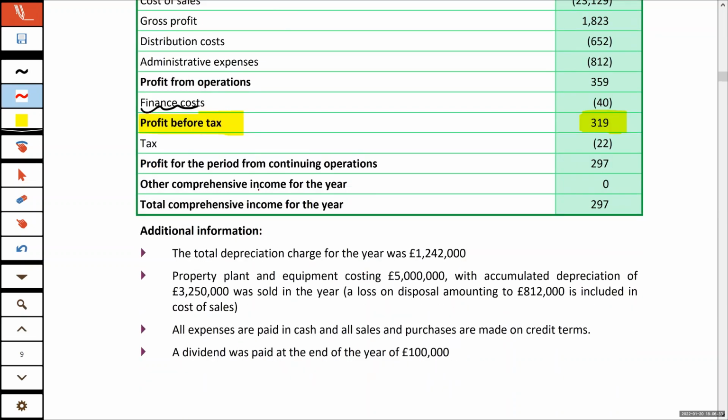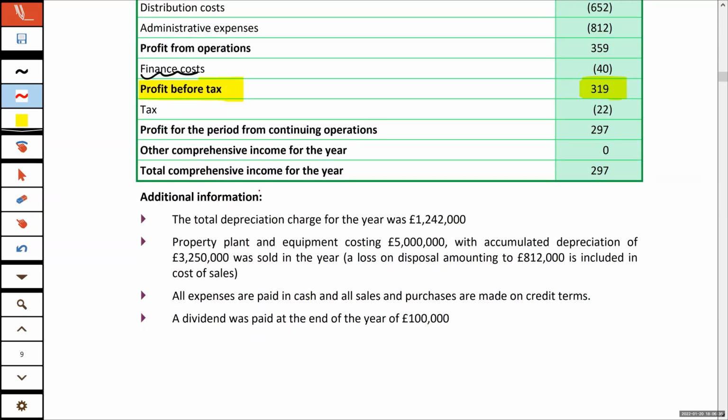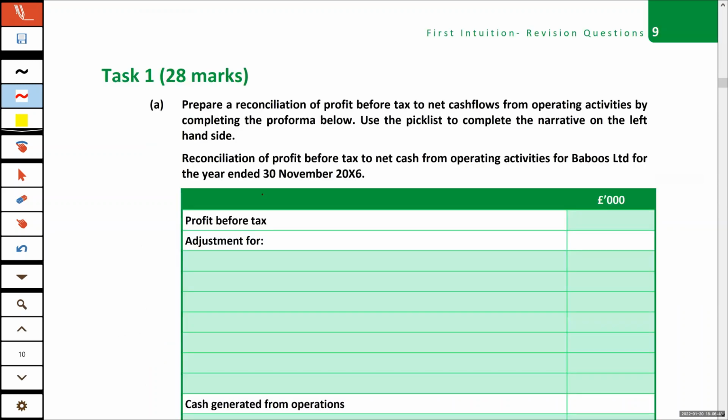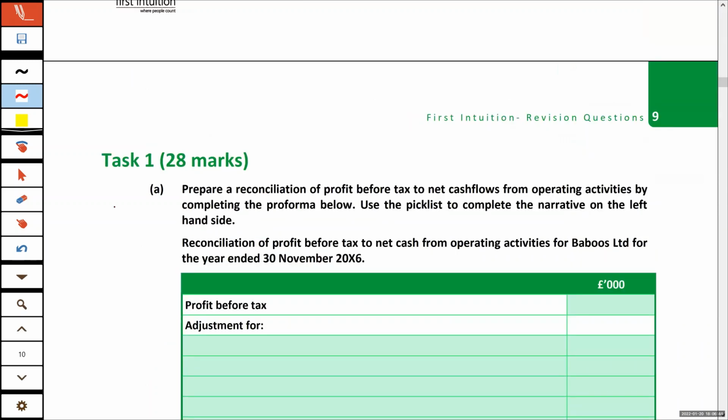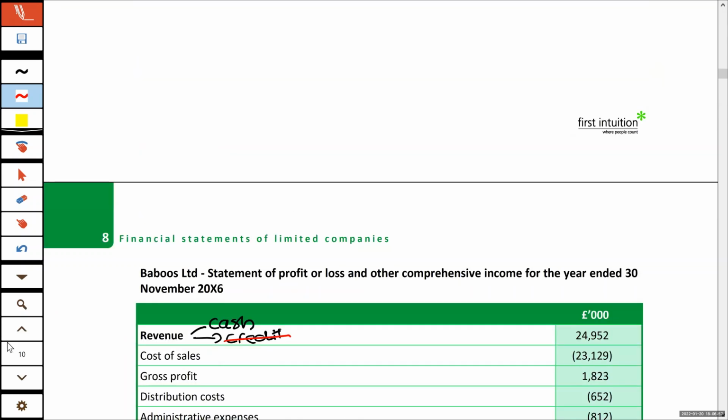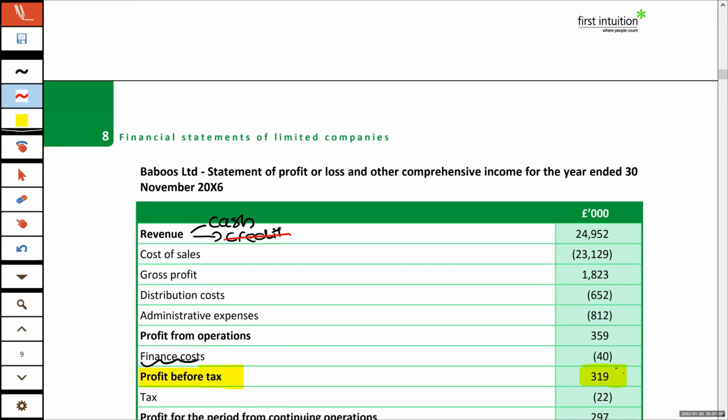So we've been given some additional information as well, and we are asked in task 1 to prepare a reconciliation of profit before tax to net cash flow from operating activities. Okay, so all we are told here is start off from this figure of profit before tax and try and remove any items that are non-cash to get me my cash from operations.